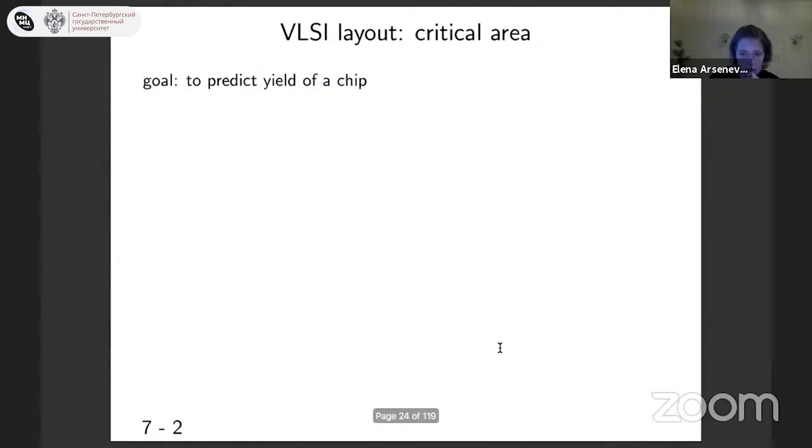And we want to predict the yield of the chip. Printing such a chip is a very costly process. So you design the chip, suppose, on paper or in some software program, and you want to know whether it's a good design or not. Goodness is measured by, when you start manufacturing it, what is the percentage of chips which will work, and what is the percentage which will be spoiled. You cannot do it ideally, so it's never 100%, right? But you want to design your chip so that it will be as close to 100% as possible.